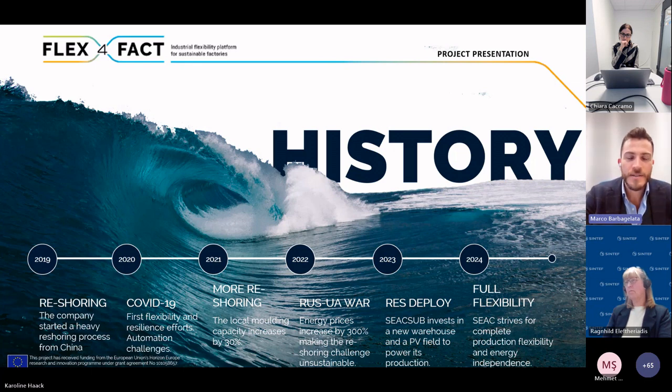Then, of course, this led to an increase in the energy consumption in 2021, and this was a big increase. But then the war happened, the Russian-Ukrainian war. And so not only were they consuming more, but they were paying much more for energy. This put them in a position where they had to decide either to die or survive. And they decided to survive and invest in a massive RES deployment. And now through the Flex for Effect project, they're leveraging this RES to go towards the so-called full flexibility, being able to tune their goods production based on their energy production capability and on the flexibility. Next slide, please.